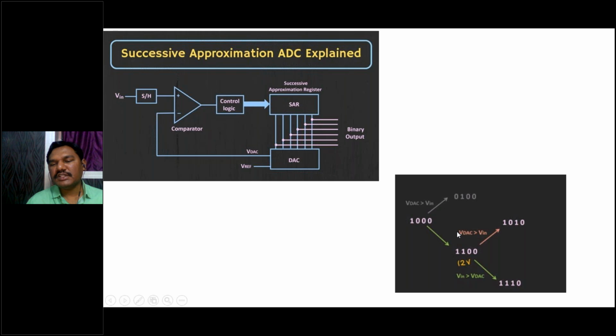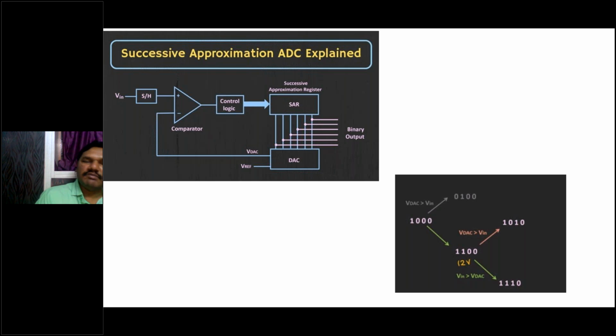Now once again, this digital output will generate one VDAC. If this VDAC is greater than VIN, then what happens? This bit will be reset, because this bit position is the first, but now this is the second position, so we have to take care of this one. This one will be reset to 0 and the next bit will be set to 1. If VDAC is less than VIN, or VIN is greater than VDAC, this one will not be changed, and the second bit will be changed to 1.